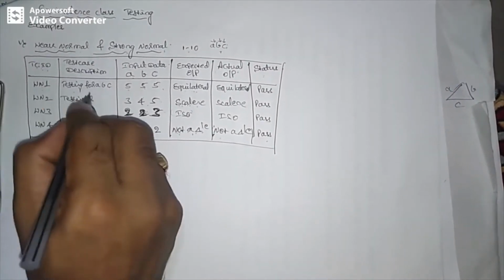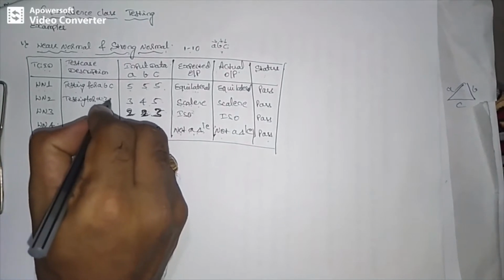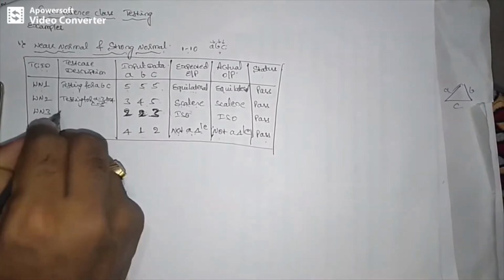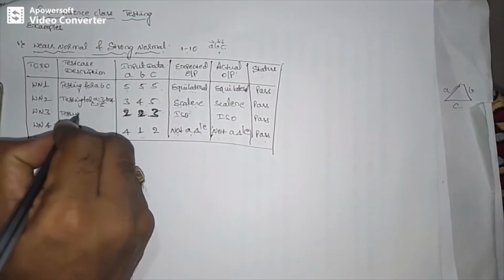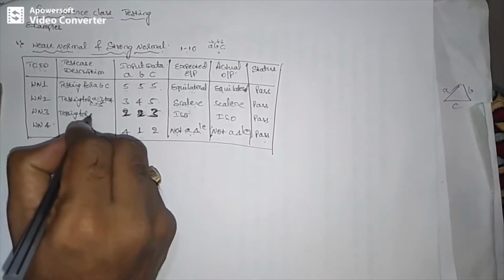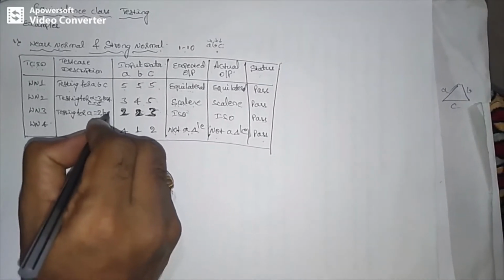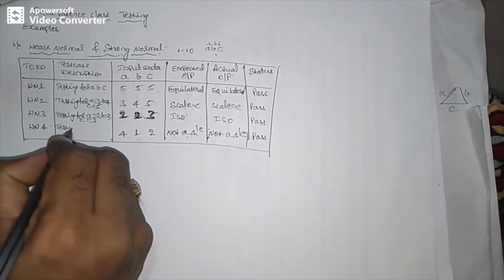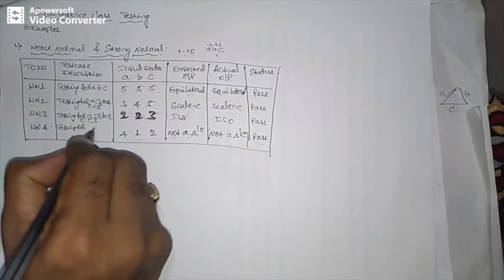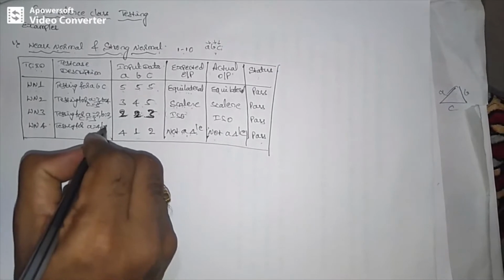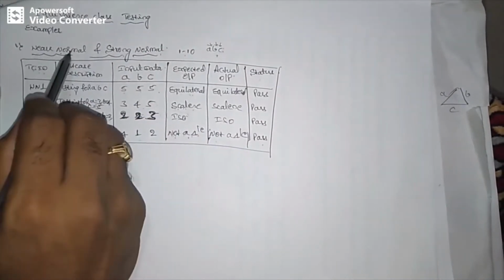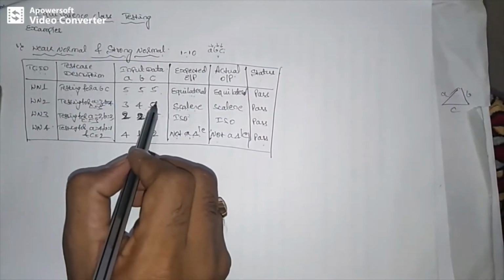So for weak normal test cases, like a equal to 3, b equal to 3 and c equal to 5, the test case description you have to specify in this manner: testing for a equal to 2, b equal to 2 and c equal to 3, and also testing for a equal to 4, b equal to 1 and c equal to 2. This is how you write the weak normal test cases for a triangle problem.